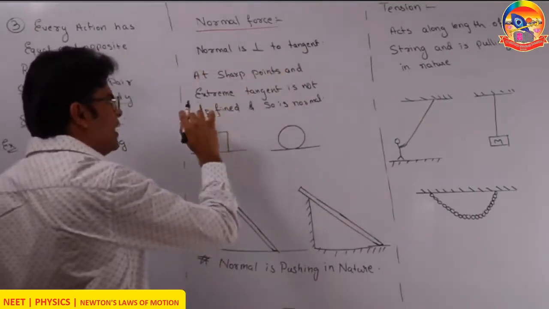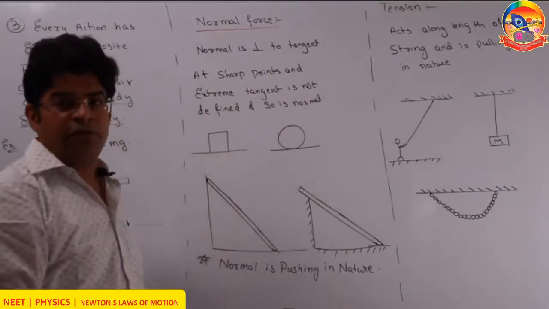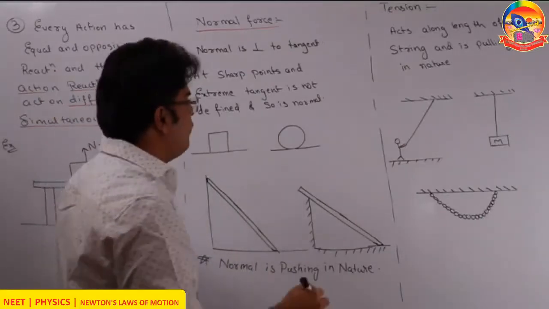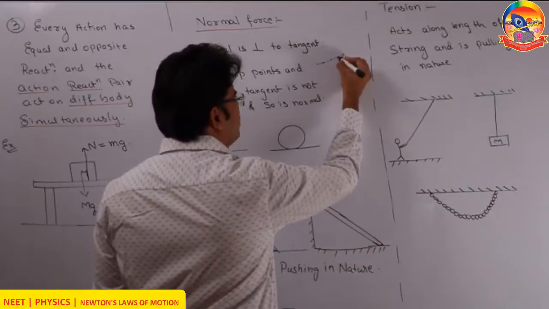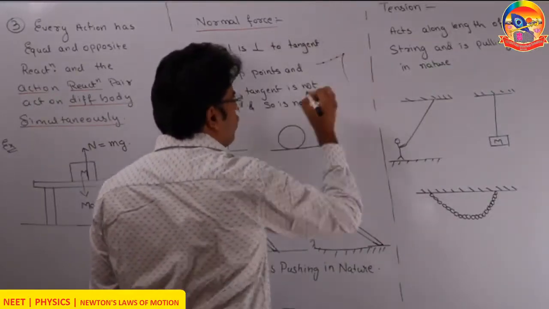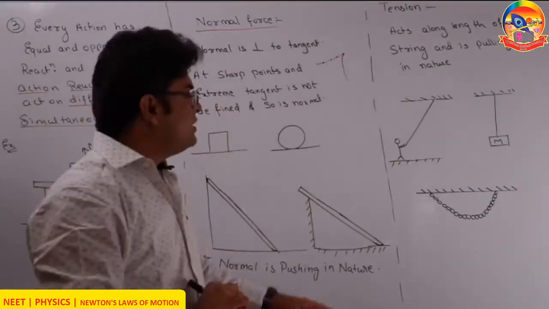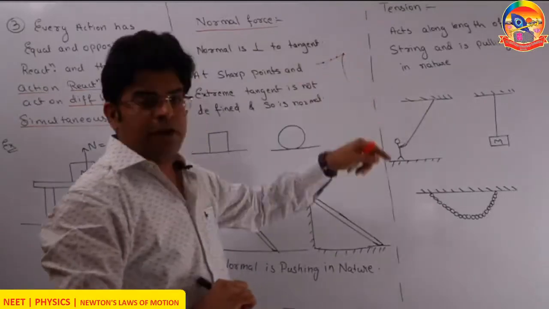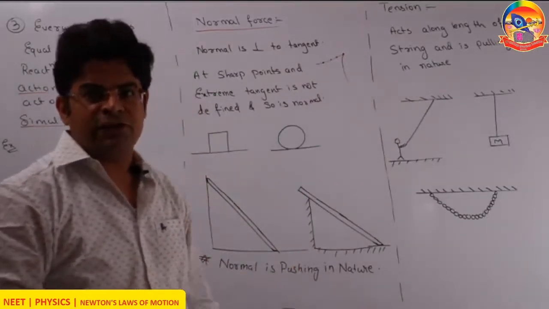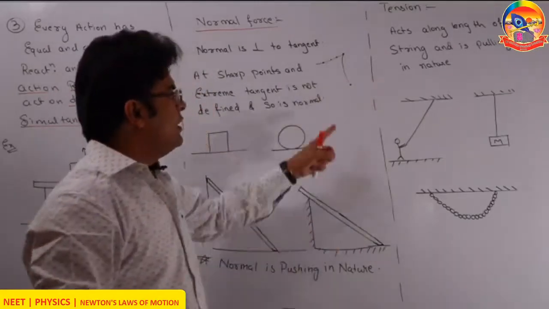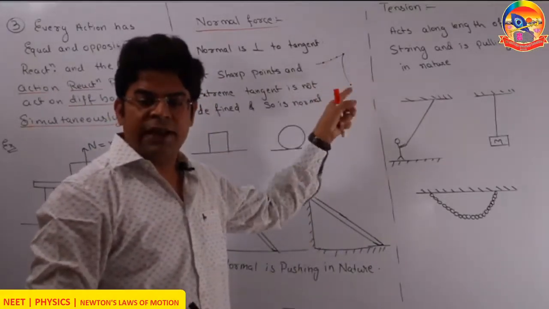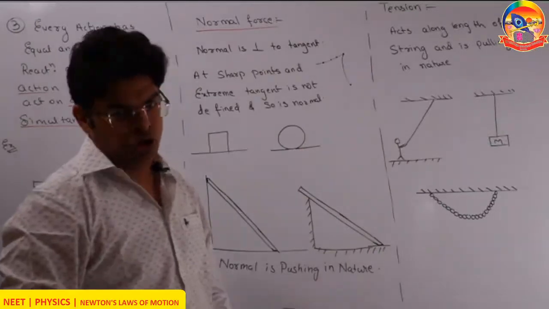At a sharp point and at an extreme, the tangent is not defined and so is the normal. If you ever find this type of surface, you can draw a tangent here, here, and here, but you can't draw a tangent at this sharp point. Since at a sharp point the tangent is not defined, the normal is not defined as well. Similarly at the end point, the tangent is not defined, so the normal is also not defined.